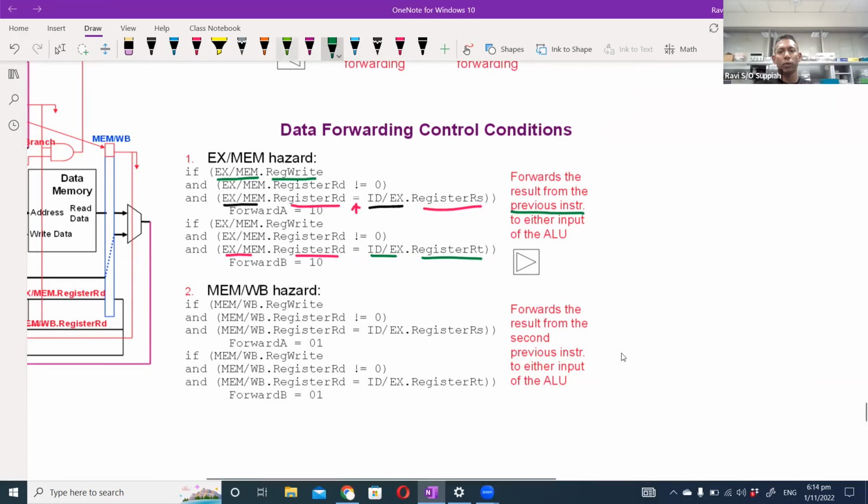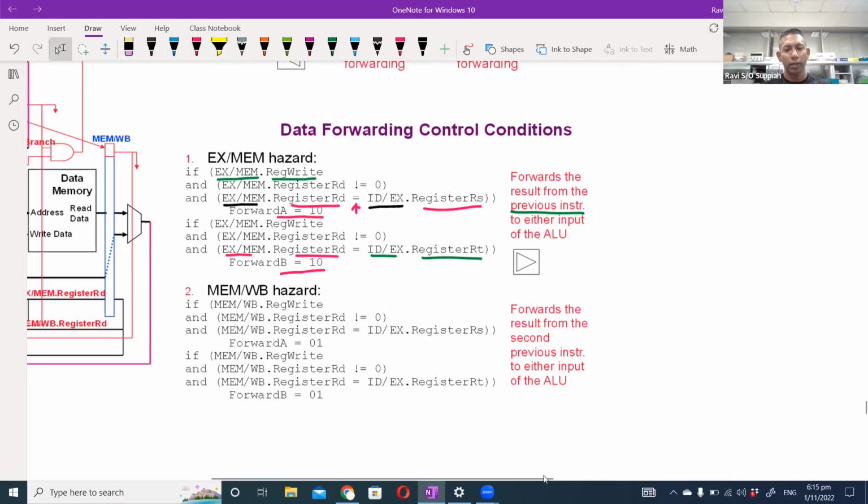Now when I do the forwarding, this is not covered in the syllabus already, but I'm just showing you so that you can visualize what this forwarding does. Here you can see under forward, forward A is written as 10 and forward B is 10.